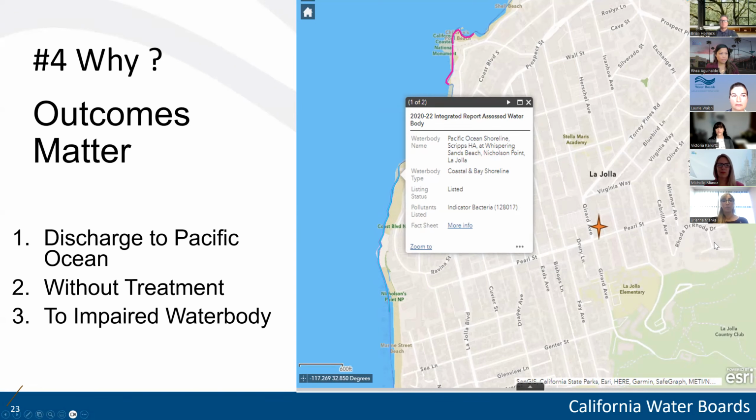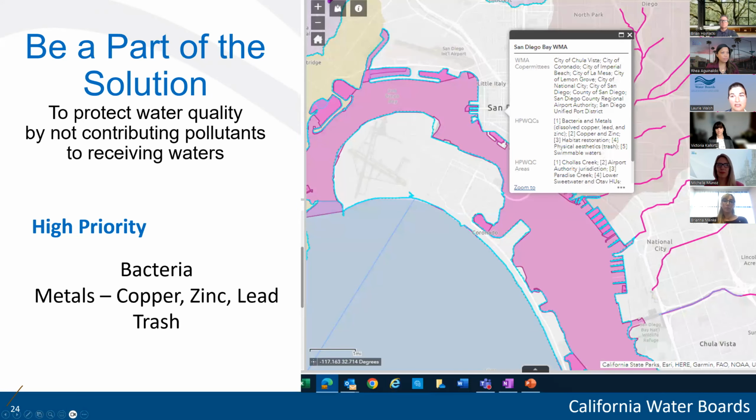Next slide, please. So I'm here to ask the maintenance assessment districts to be a part of the solution with us and the city staff to control the discharges of pollutants to our receiving water bodies. This graphic shows San Diego Bay. And again, you see many pink lines as well as a pink San Diego Bay. And in this case, I had the pop-up block. You might or may not be able to see that San Diego Bay is quite impaired for many more pollutants than just bacteria.